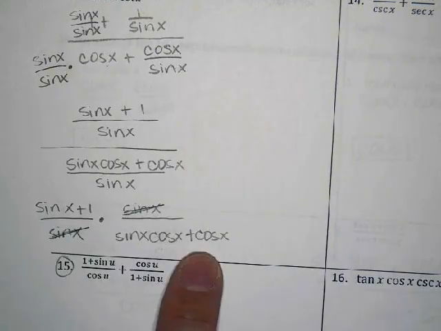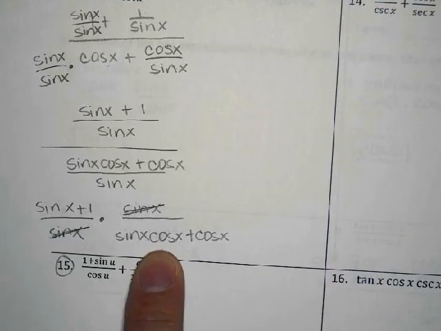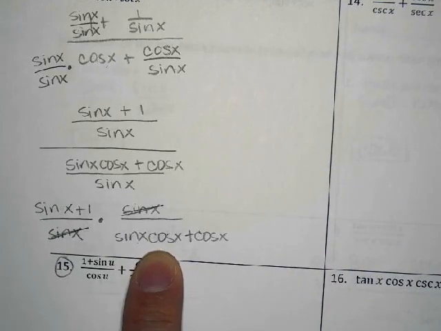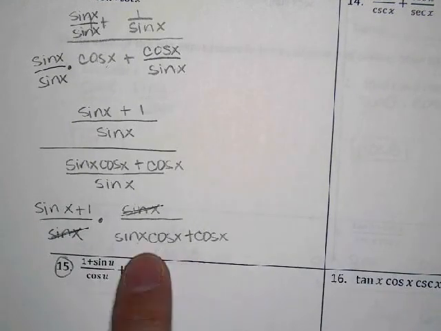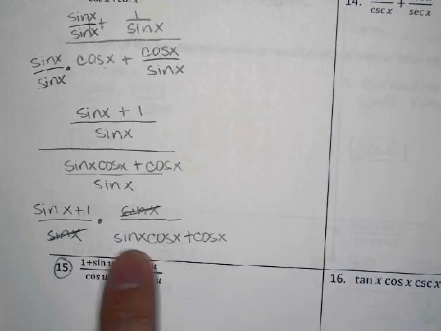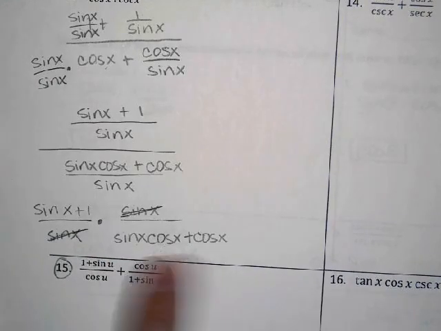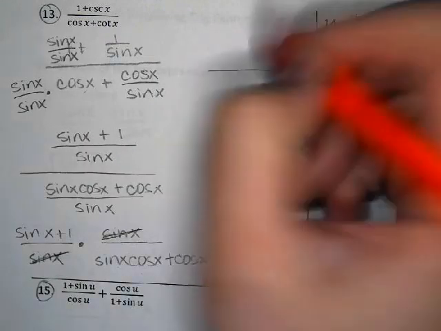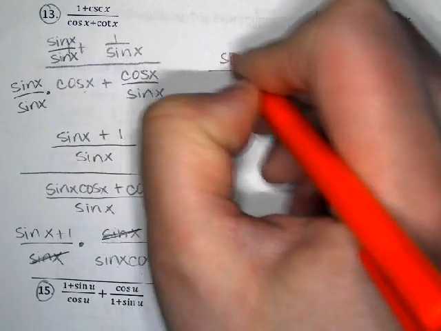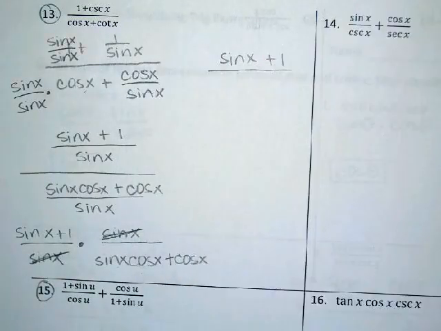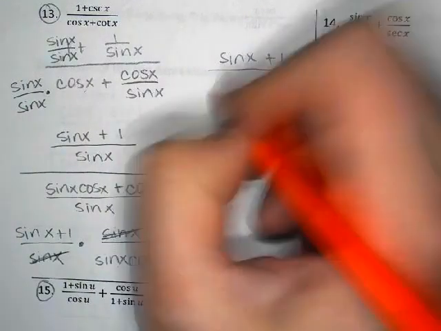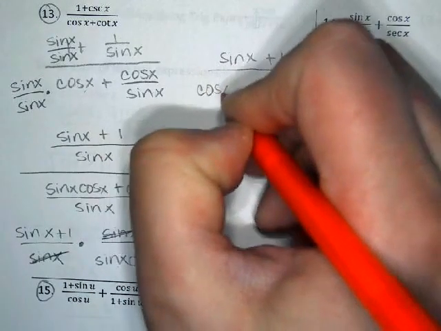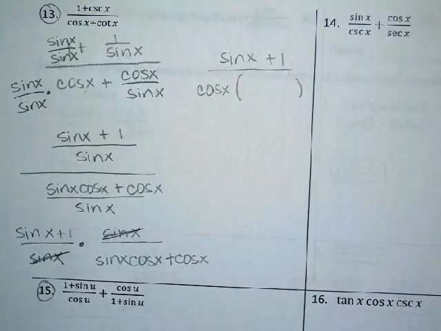You're going to take out the cos because you have two terms, each of them have a cos. And so that means that cos is the GCF in this problem. You see that? Two terms, each of them have a cos. So we're going to factor out a GCF of cos. So I'm going to write this as one fraction now. I'm going to rewrite the top, sine x plus 1. On the bottom, I'm going to take out a GCF of cos. And then I'm going to write the leftovers.